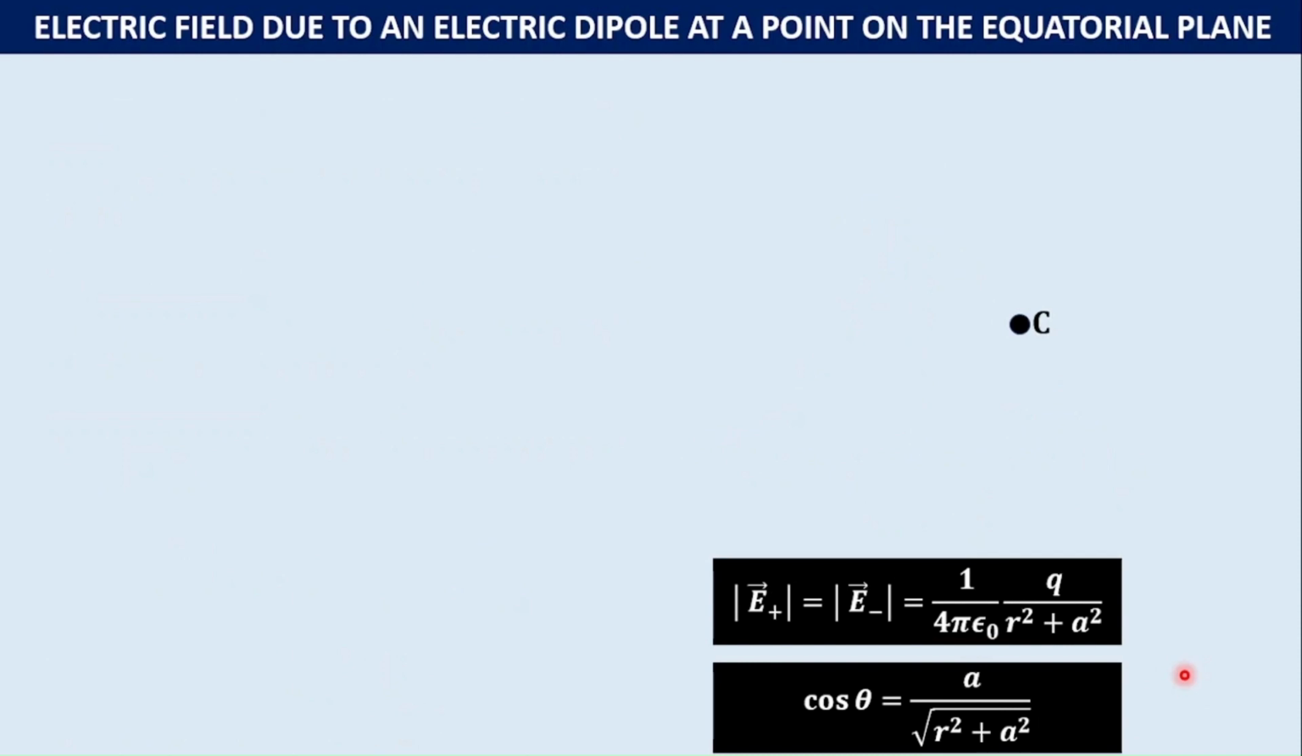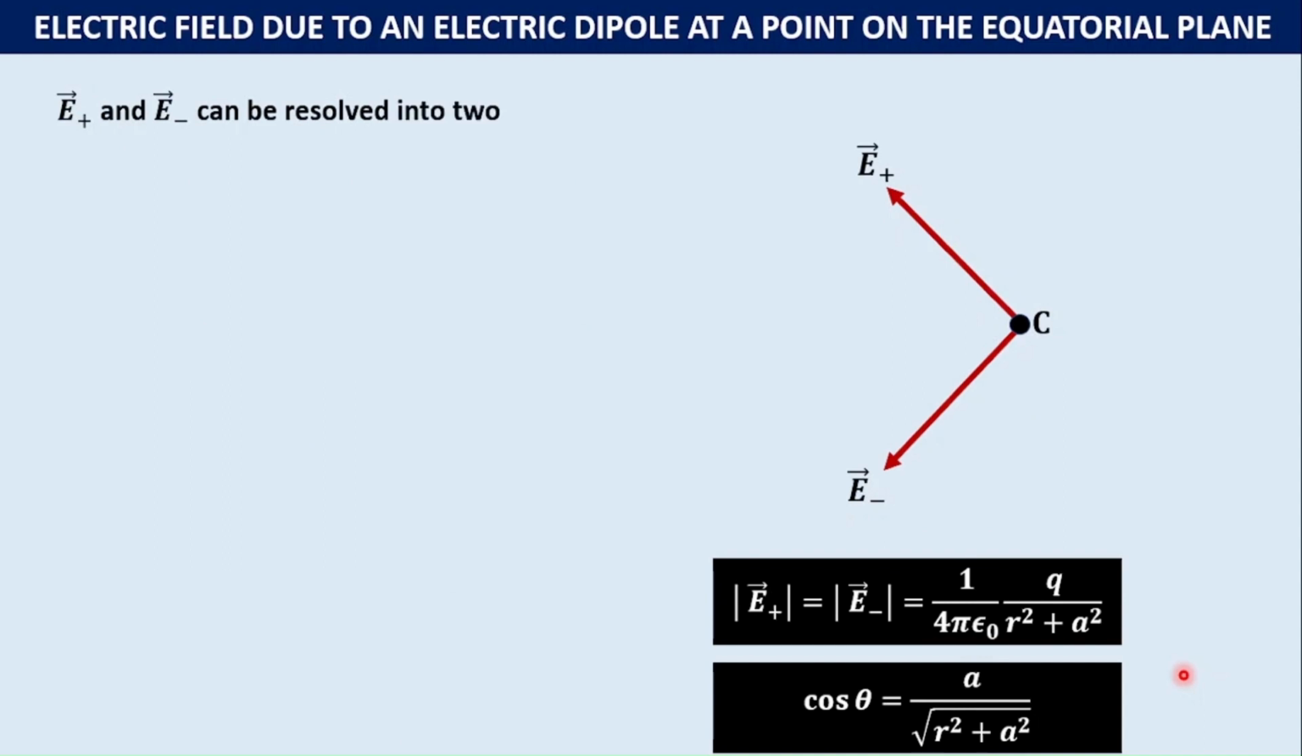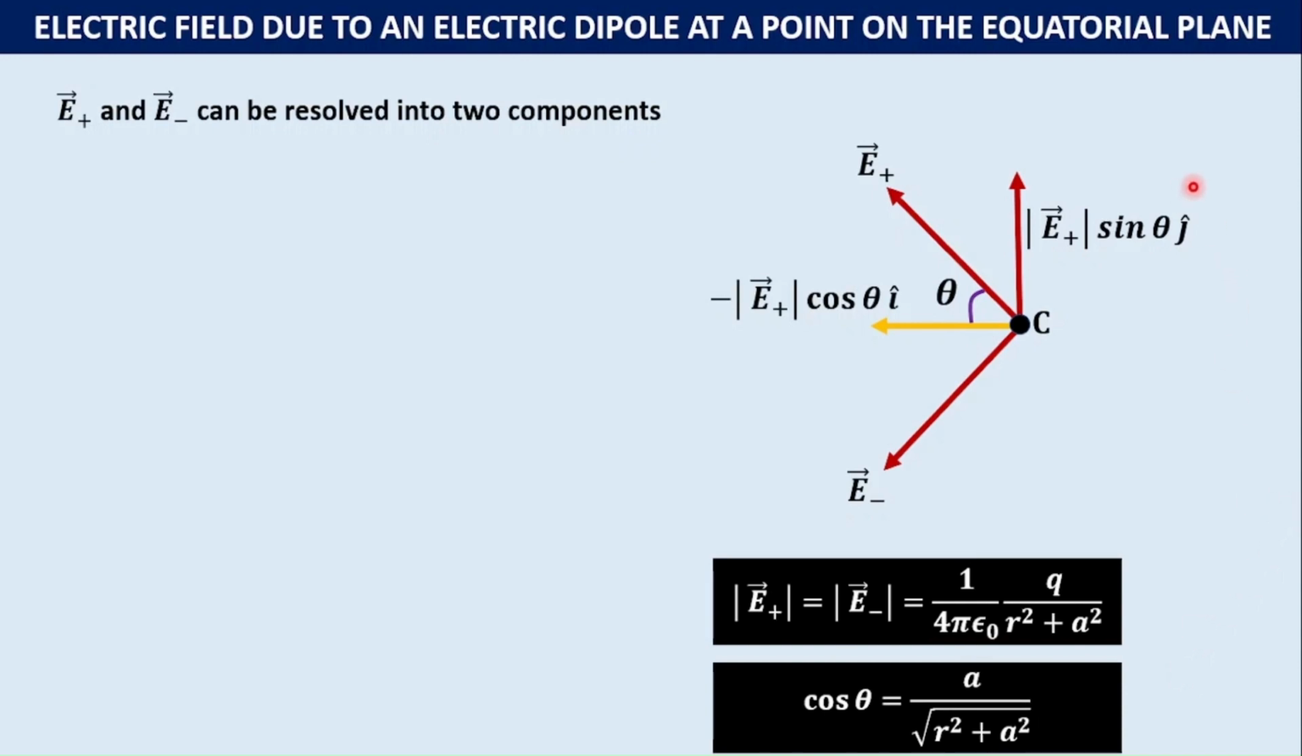At the point C, where there are two electric fields, E plus vector and E minus vector, they can be resolved into two components. One is the horizontal component, another one is the vertical component. The horizontal component is along the negative x-axis, so minus modulus of E plus vector cos theta i cap, and next along the positive y-axis it is modulus of E plus vector sin theta j cap. Next, let us resolve the E minus vector into two components.